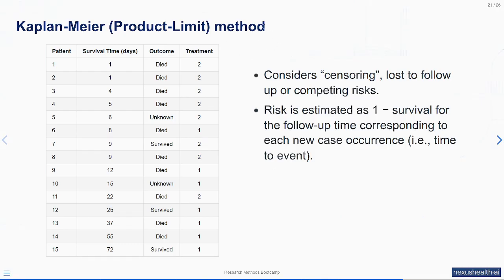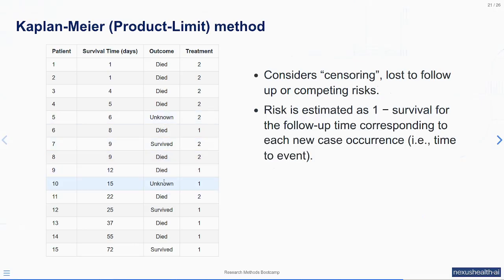The Kaplan-Meier method takes into consideration censoring, loss to follow-up, or competing risk. So for example, observation number 5 here is censored because the person was in the study up to 6 days and we don't know what happened, probably dropped out. So we don't know whether the person died or survived. So this is an example of a censored observation.